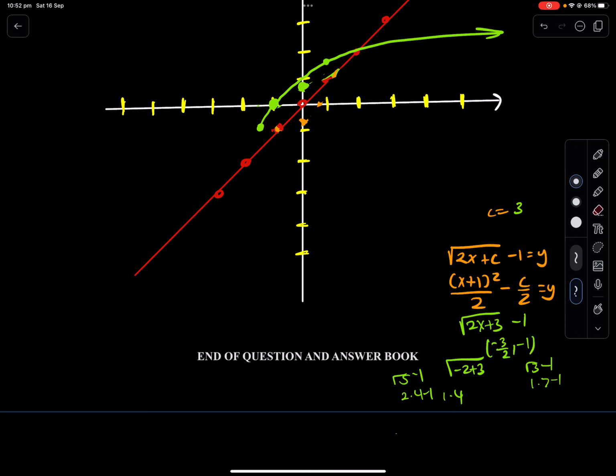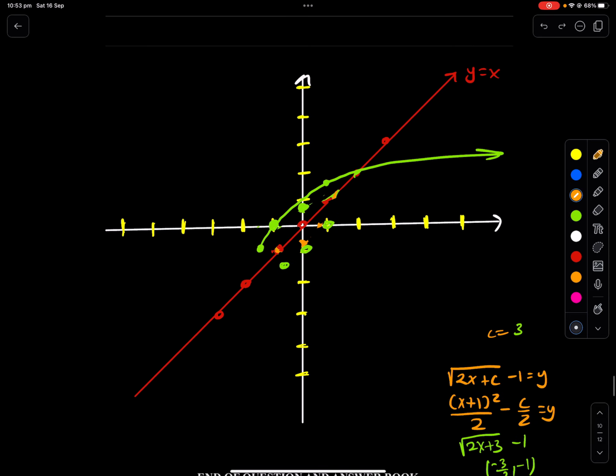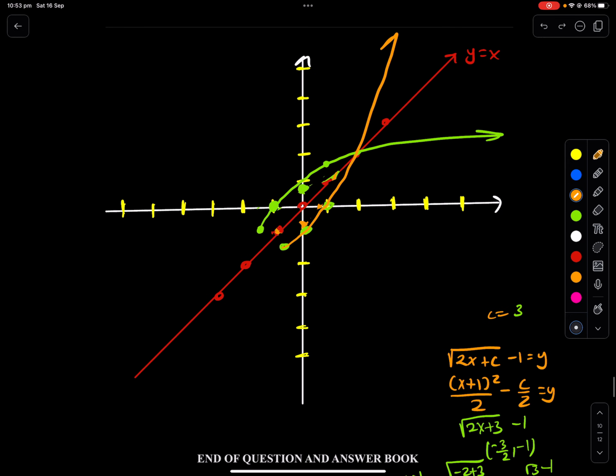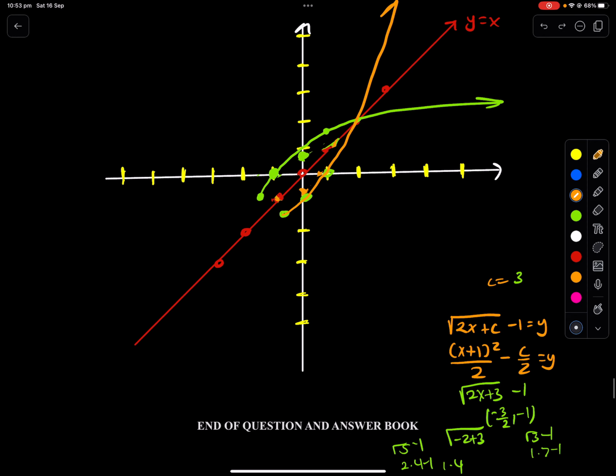So the graph, wait, what's this? If we draw this, this, and this, so what can we see? Well, let me actually draw in a different color. Wait, there's only 1 point of intersection now. So when c is equal to 3, okay, what about c equals 4?